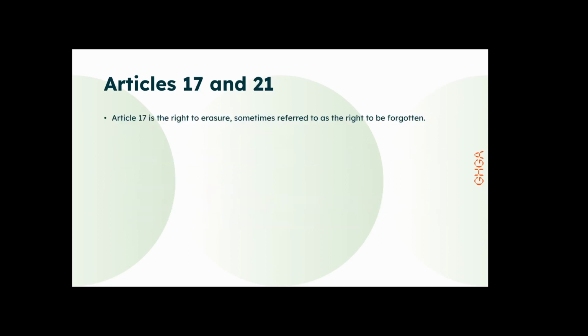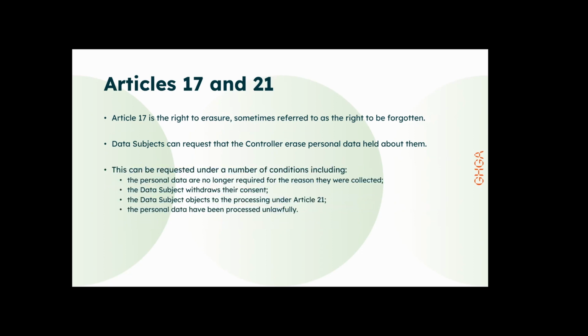Article 17 and 21. So Article 17 is the right to erasure, and it's sometimes referred to as the right to be forgotten. What this means is that data subjects can, in some circumstances, request that the data controller erase personal data held about them. This can be requested under a number of conditions.